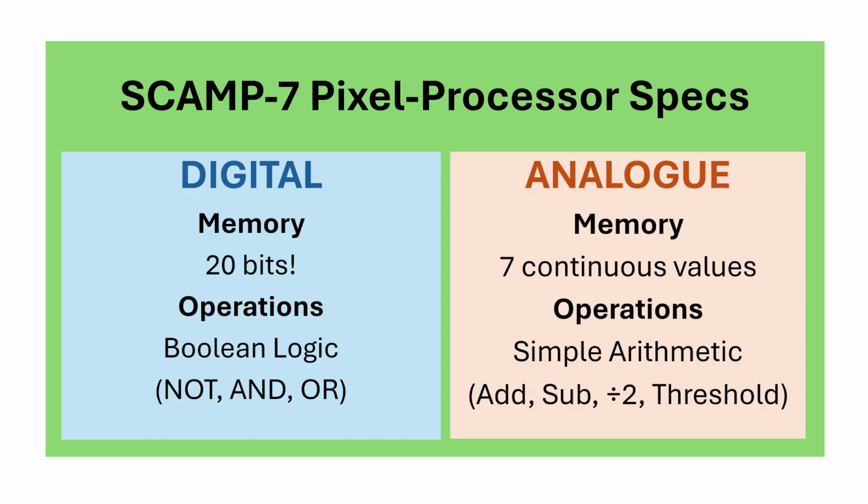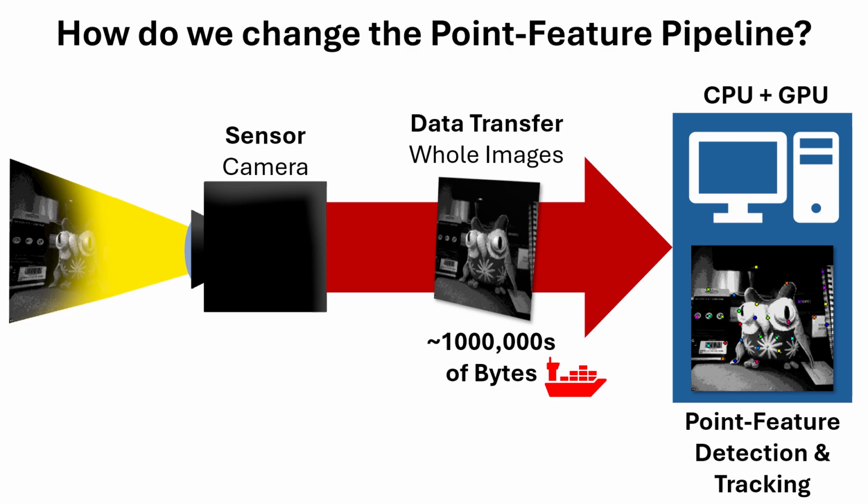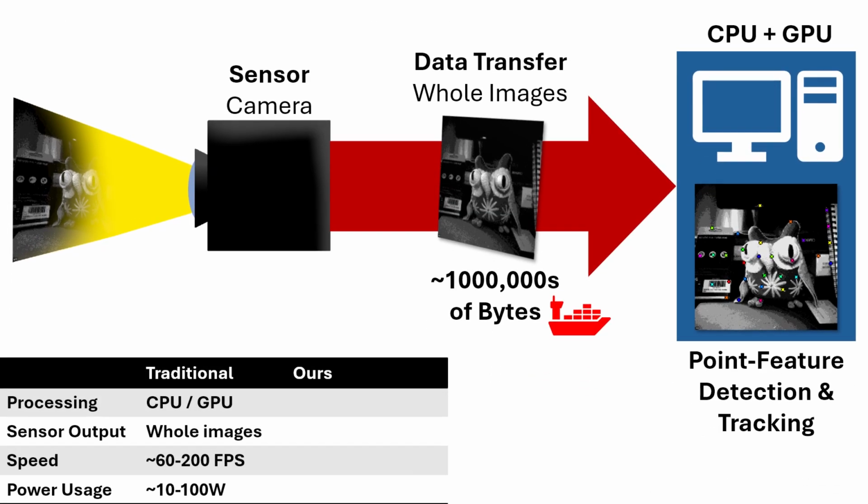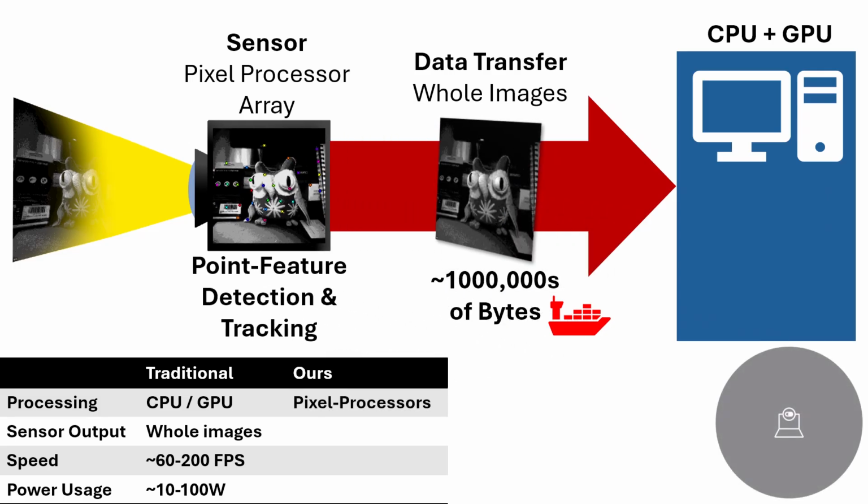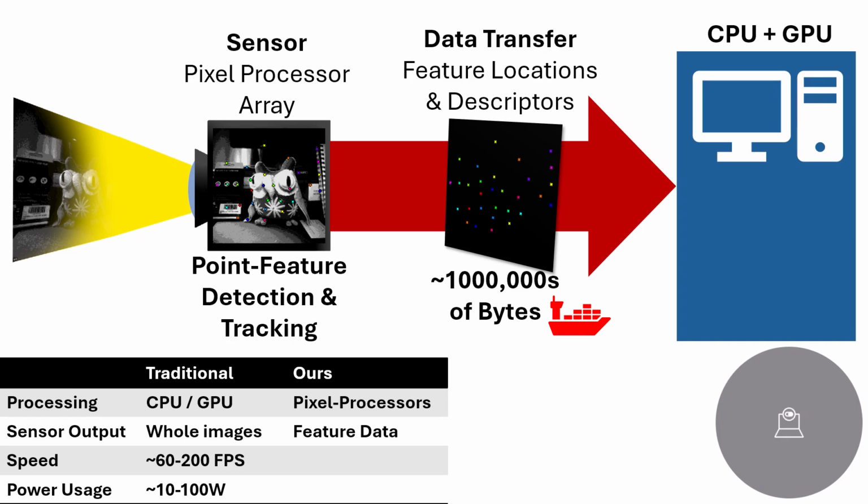Here we see the traditional pipeline for point features, whereby a standard camera captures an image, and then this image is transferred from the sensor to CPU and GPU, upon which point feature detection and tracking is then performed. How are we going to change this pipeline? Well, first, of course, we will replace the camera with a pixel processor array. This then allows us to move the computation required to detect and track these point features directly onto the sensor. Now the sensor can output the locations and descriptors of these features directly, rather than whole images.